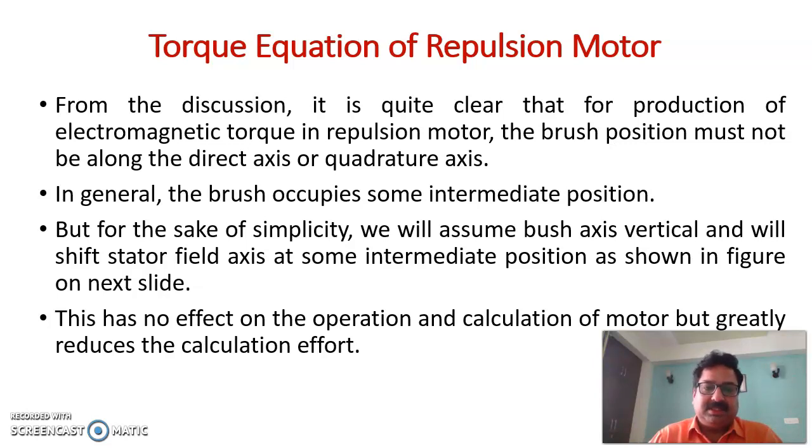For the production of electromagnetic torque, the brush position must not be along the direct axis or quadrature axis. This means alpha should not be either 0 or 90 degrees. In both cases, the developed torque will be 0. So alpha should be in between 0 and 90 degrees. The brush can occupy any intermediate position between 0 and alpha equal to 90 degrees.